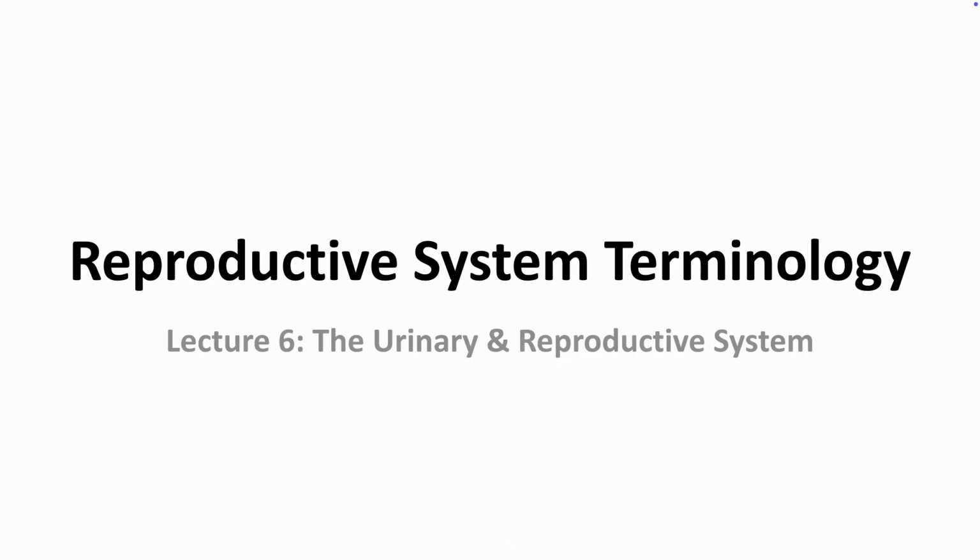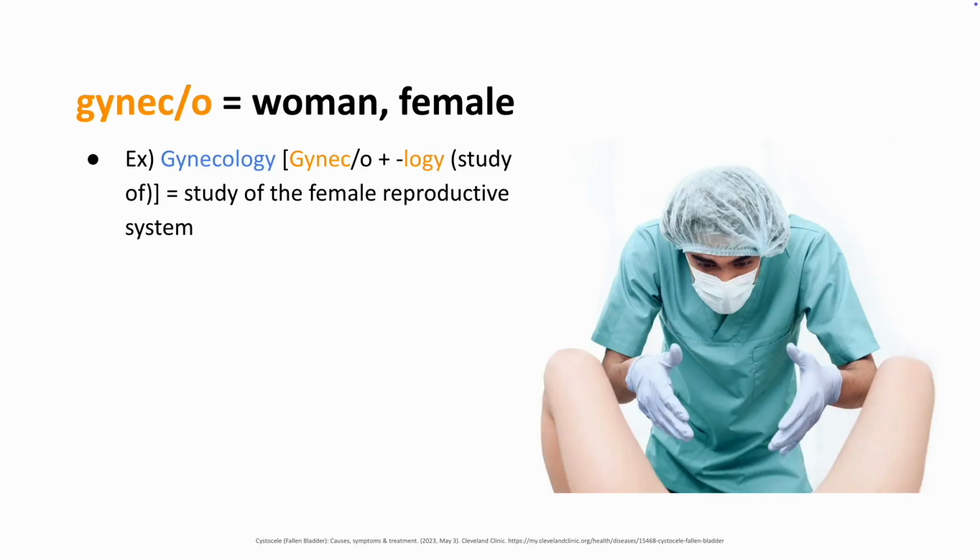So those were the urinary systems, and on to the reproductive system. Gyneco is a combining form that means woman or female. So gynecology is gyneco plus ology, study of something. So gynecology is study of female reproductive system.